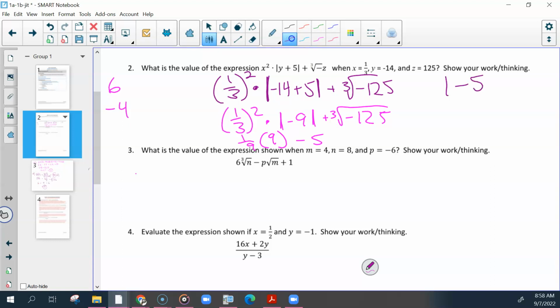And then when we subtract those two, we get negative 4. So negative 4 was the correct answer. So those of you that got that, good job.